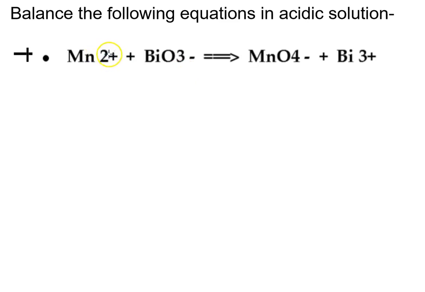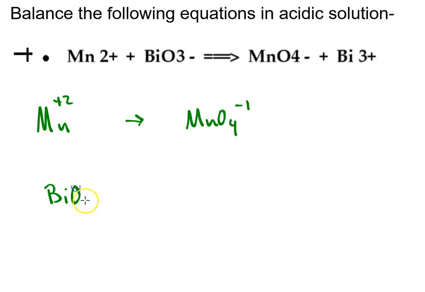So I have Mn, and it tells me it is a +2. That's what this means. So I have Mn2+, and then I'm going to go over here. Oxygen's going to stay the same unless it goes to an element. So I know that the two things that are going to change are Mn and Bi. I'm going to put MnO4- over here, and it's a -1. Down here, I have BiO3-, and it's a -1. And it will go to Bi3+.